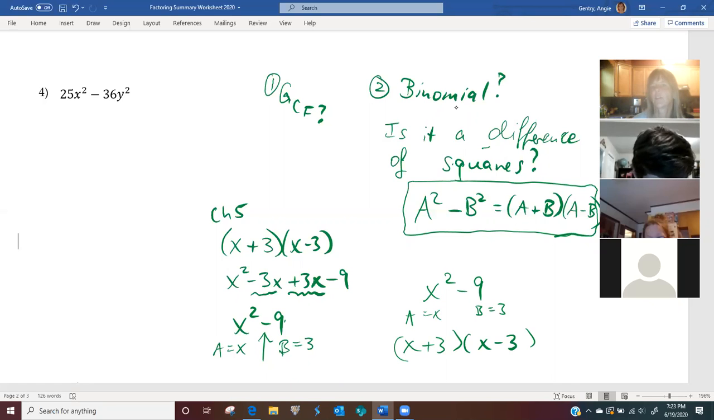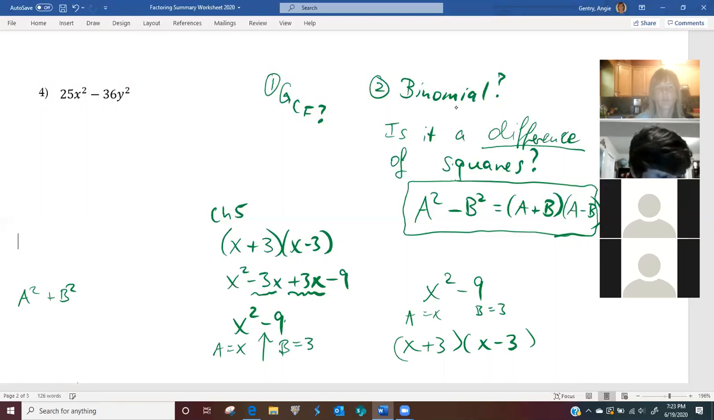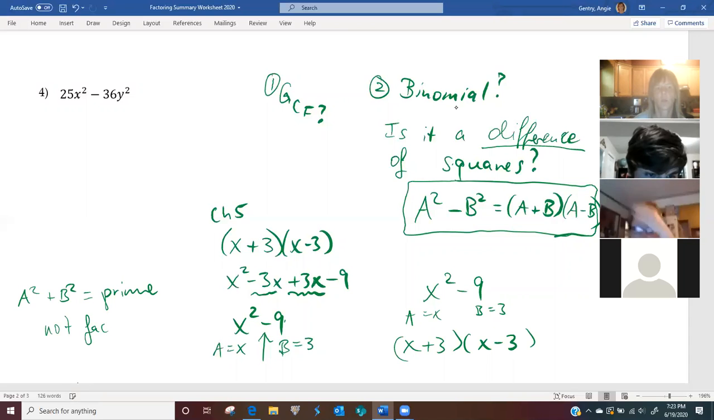Now be careful that it's a difference. I'm going to tell you this, a squared plus b squared, this is a sum of squares, is prime, meaning you cannot factor it. So later when you want to factor that, you have to remember you cannot factor a sum of squares because it will never check by FOIL. It just won't.